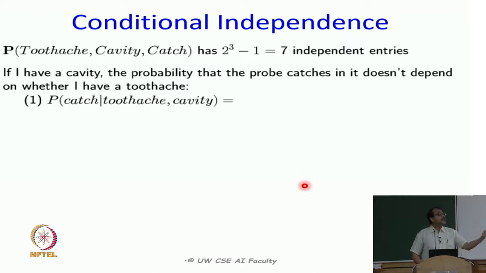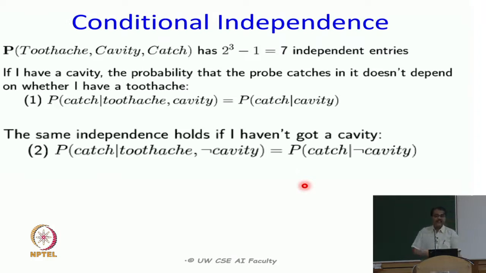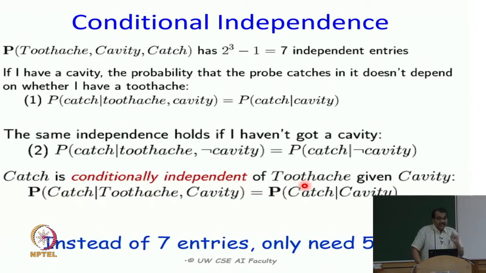of catch given cavity. And similarly, we can also say probability of catch given toothache, not cavity is equal to probability of catch given not cavity. When this happens, we mathematically say that catch is conditionally independent of toothache given cavity.